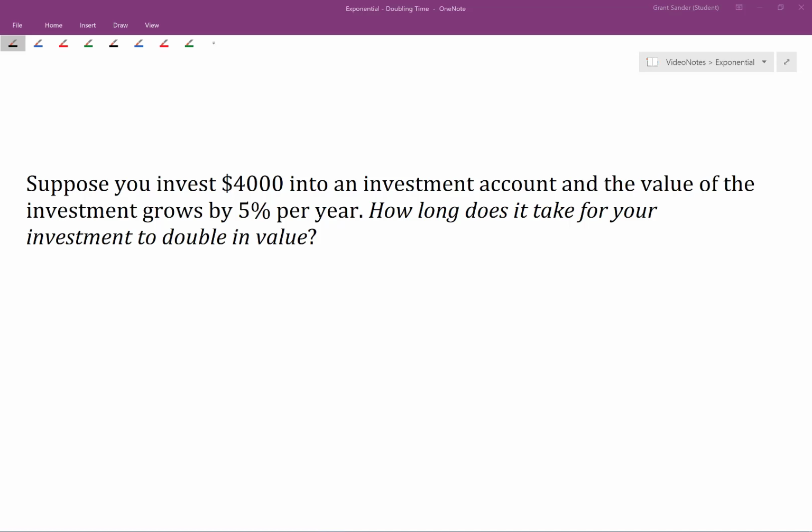In this video, we will explore the idea of doubling time. Any exponential function that has a growth factor of greater than 1 will have its output value double over some interval of the input value.